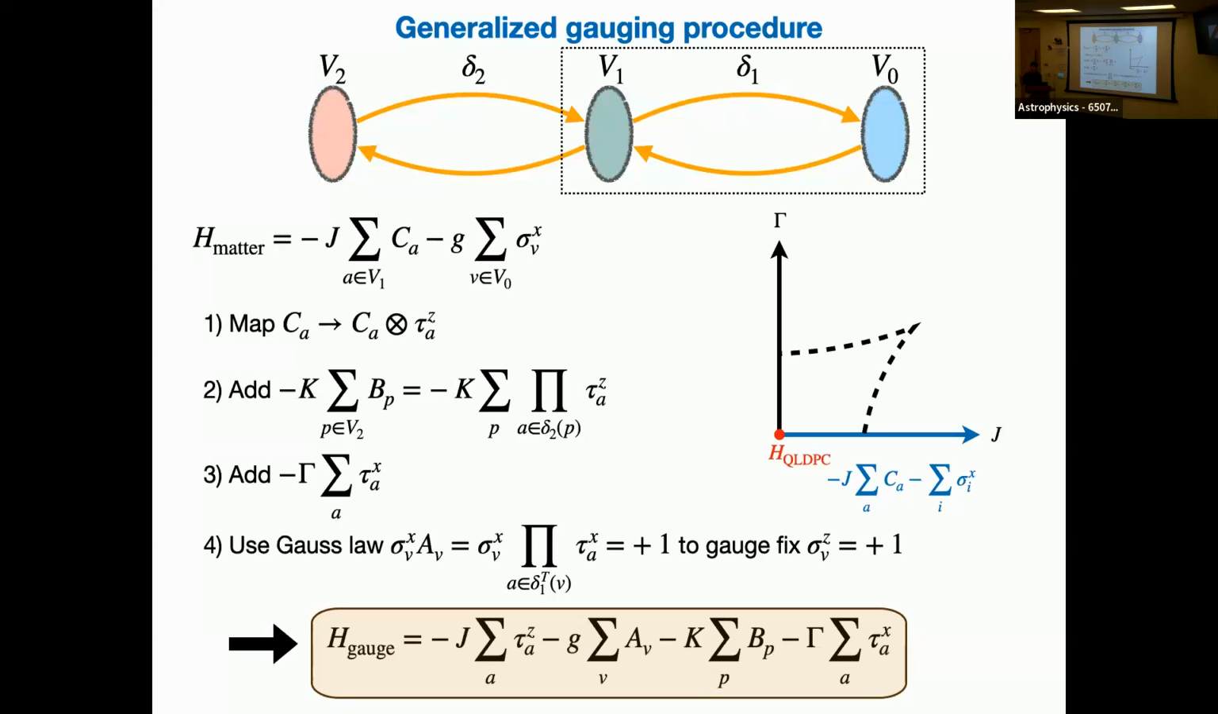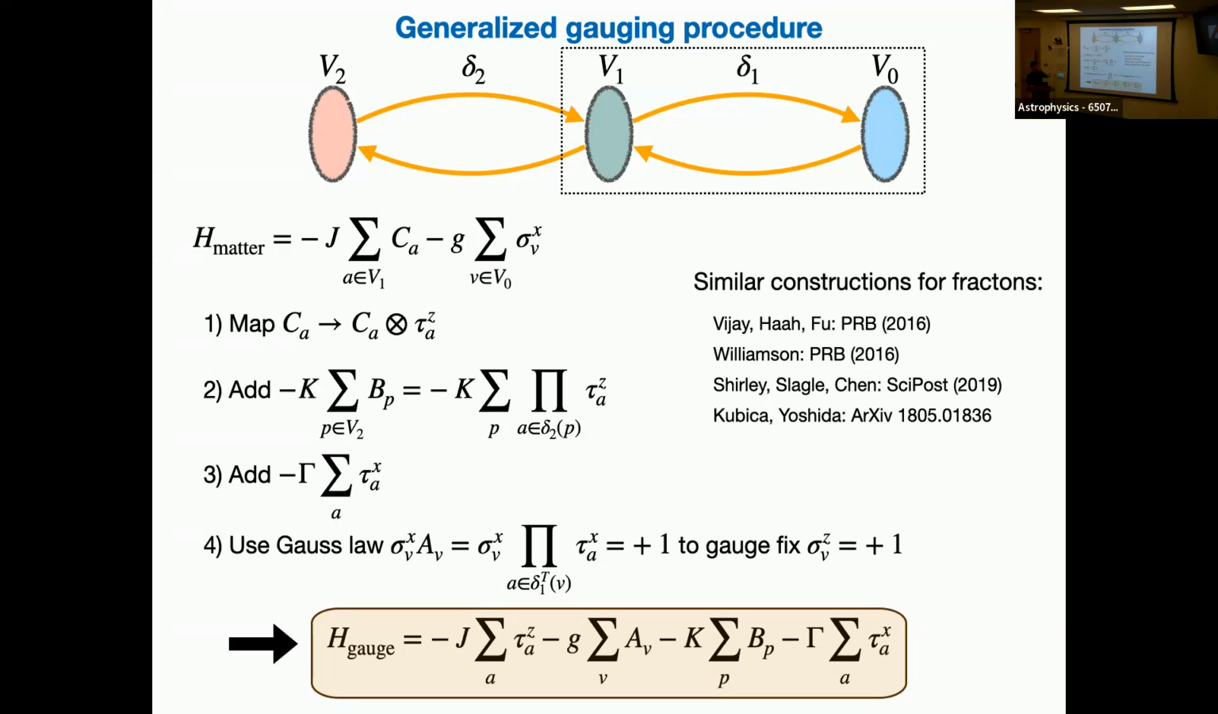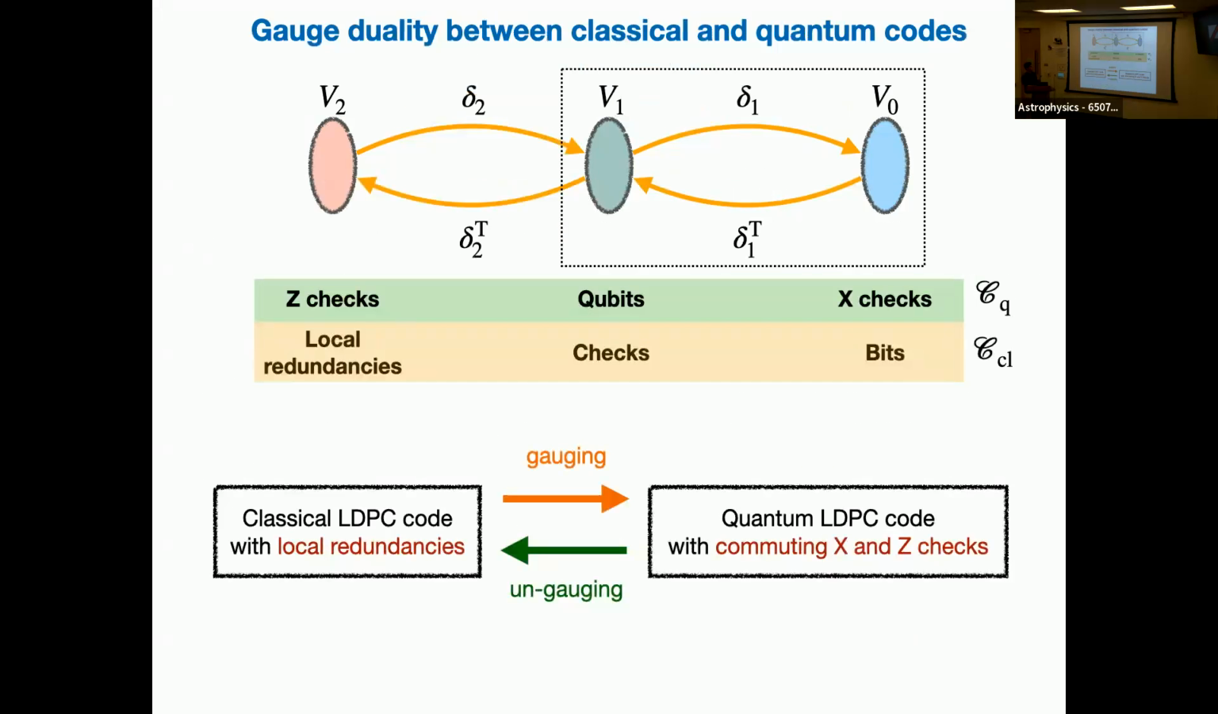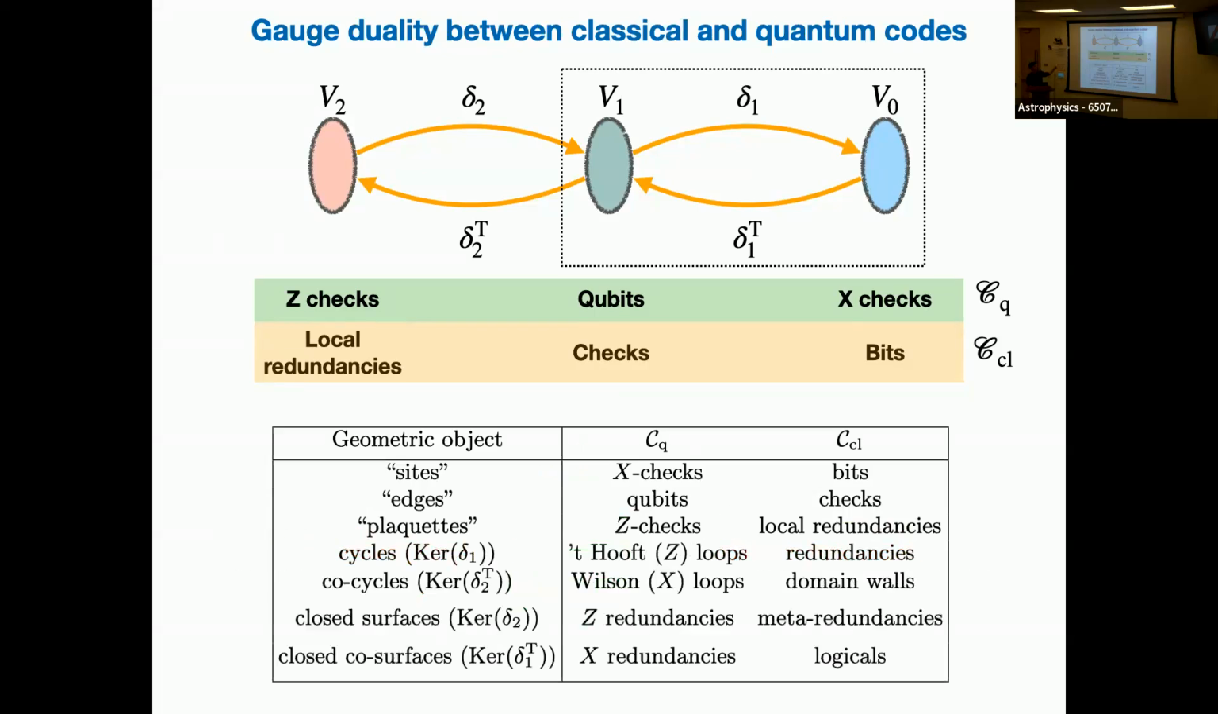Okay, so this gives you a very general relationship of going from classical LDPC codes with local redundancies to quantum LDPC codes. And this is building on previous work in the context of fractal codes, where people have come up with similar constructions. And so we end up with a relationship that goes back and forth between classical codes with redundancies and quantum codes where you have two types of checks, X and Z checks, which commute with each other.